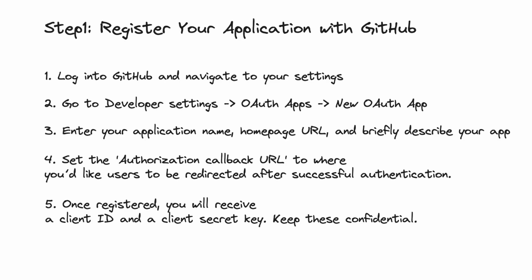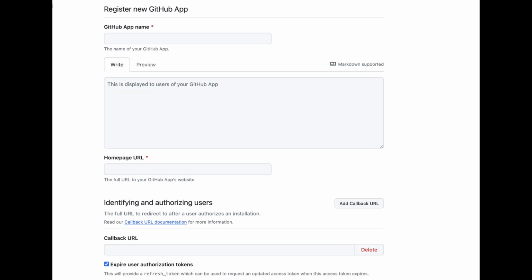Step 1. Register your application with GitHub. First, you need to register your application with GitHub to use OAuth. 1. Log into GitHub and navigate to your settings. 2. Go to Developer Settings, OAuth Apps, New OAuth App. 3. Enter your application name, homepage URL, and briefly describe your app.